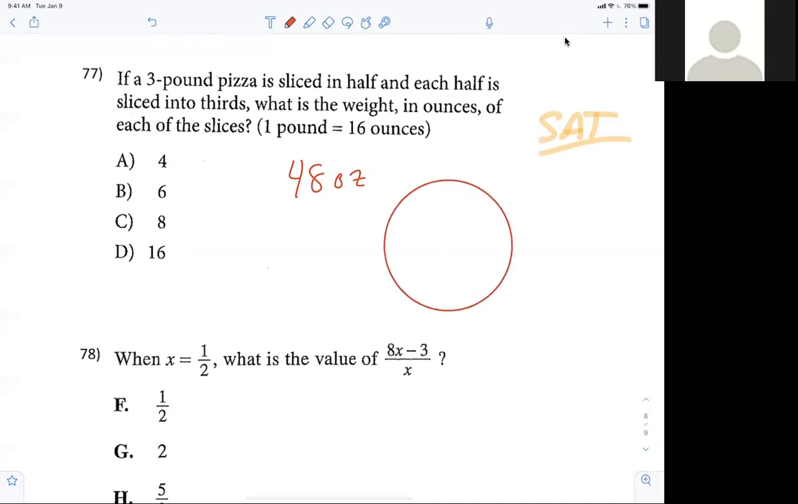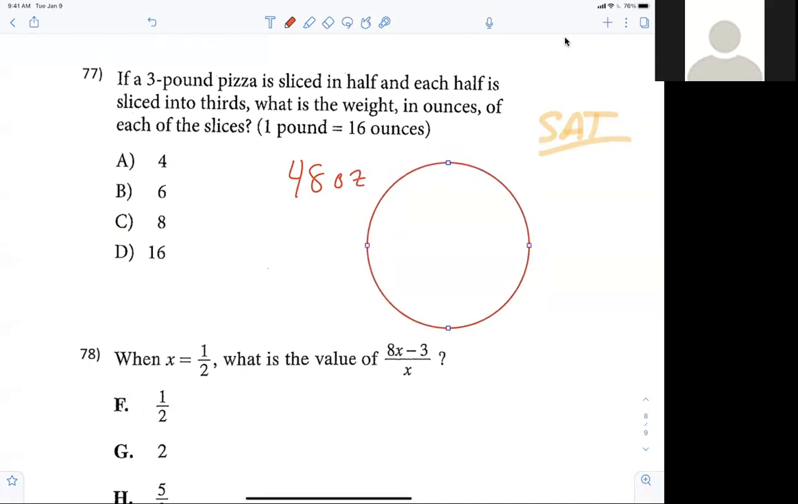So, divide over 2. Good. 24. Good. Divided by 3. Yes, sir. 8. Yay, he's correct. First thing he did, he divided it in 2. And then he divided it by what? Divided by 3. However, if you cut it in half, and then cut it into thirds, this is what I'm hoping you're picturing.